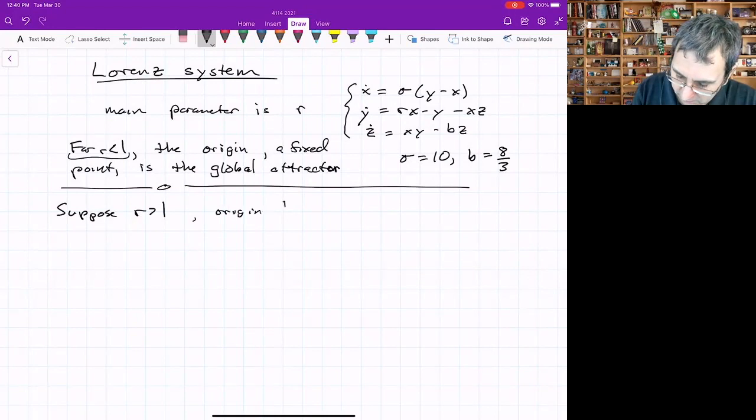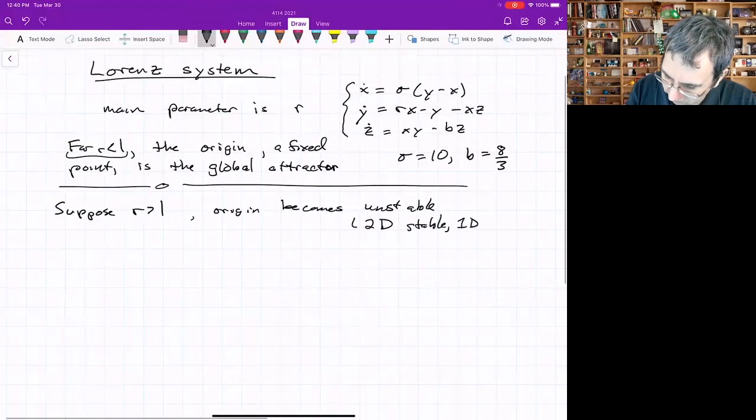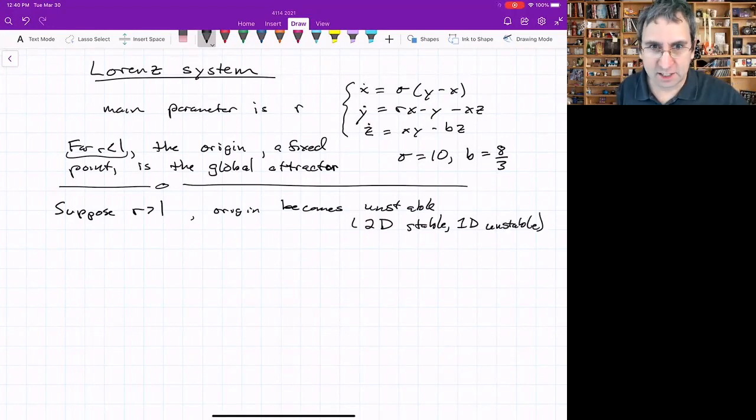The origin becomes unstable. Remember, 2 dimensions were stable and 1 dimension was unstable. And that's all you need, is one of the dimensions to be unstable. It's not as clean cut as the x direction being unstable. There's some directions in space. In the 2D world, you'd look at the eigenvectors. So the eigenvector corresponding to the positive eigenvalue is going to give you that unstable direction.